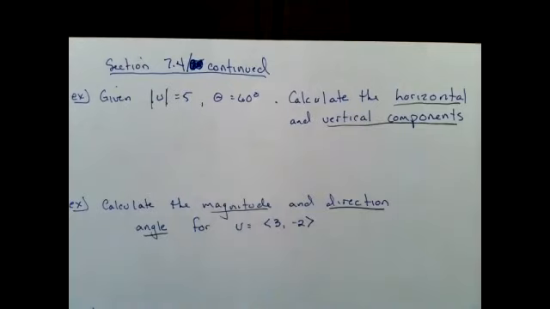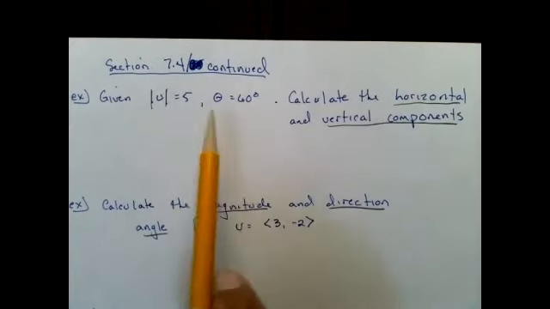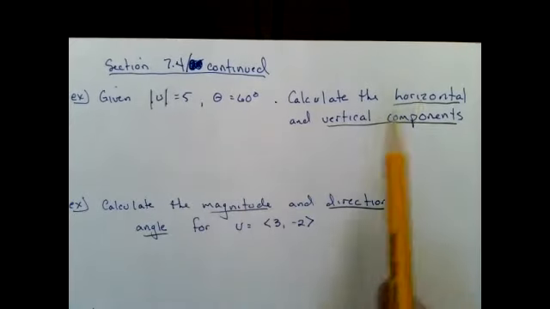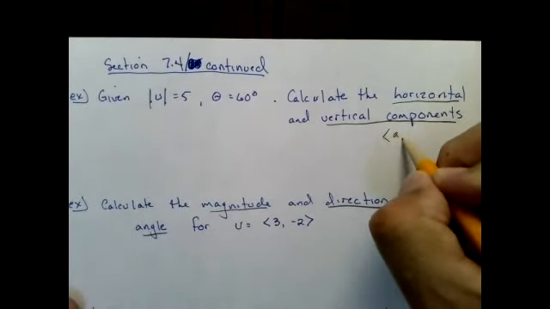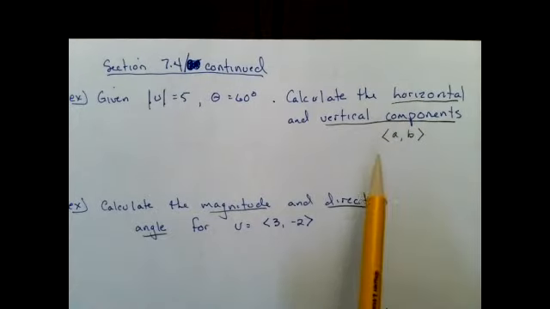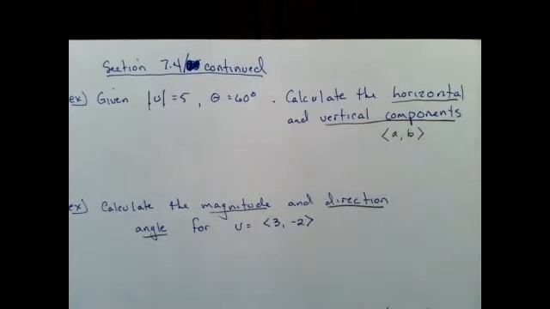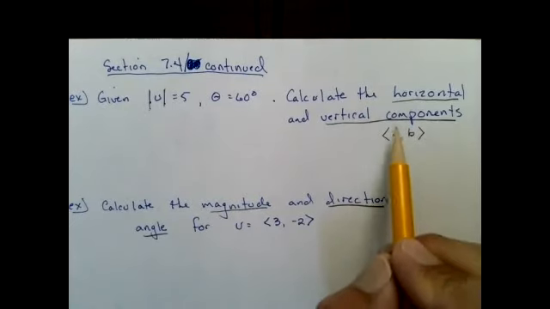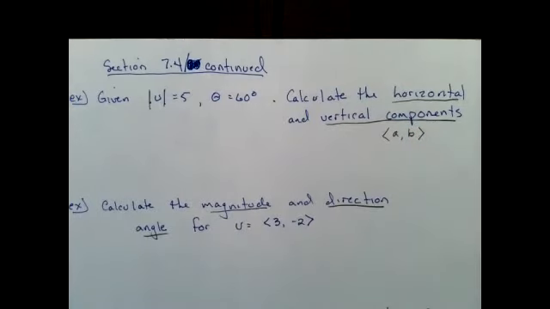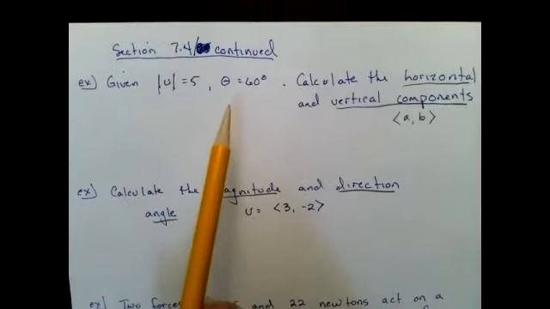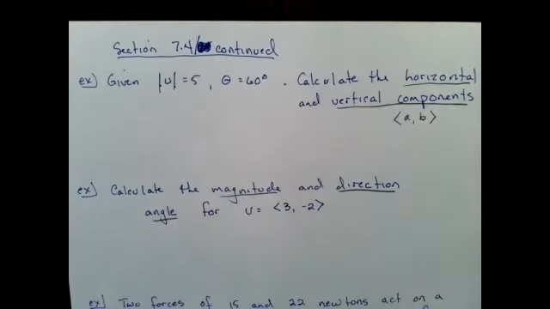We also talked about how, given these two things, I'd like to come up with what are called the horizontal and vertical components. That's written less than symbol A, comma, B. When I write a vector, I don't use braces or parentheses, but I use these brackets right here. I think somebody called them diamond brackets. So in this first problem, I'd like to calculate the horizontal and vertical components.